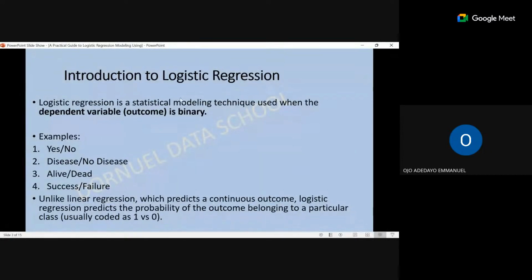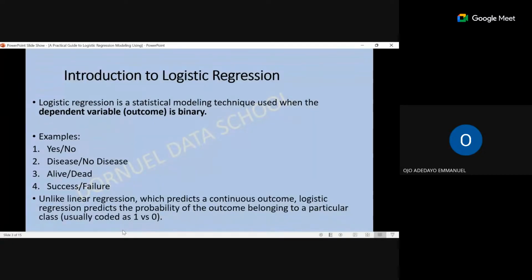I want you to have that mindset that if you are dealing with logistic regression, you are working with the probability. The probability of the outcome belonging to a particular class. Let's say, for instance, now I want to tell the probability that this particular group of students are going to score above 80. It's either they score above 80 or they don't score above 80. So the class is either what? We code it as 1 and 0.